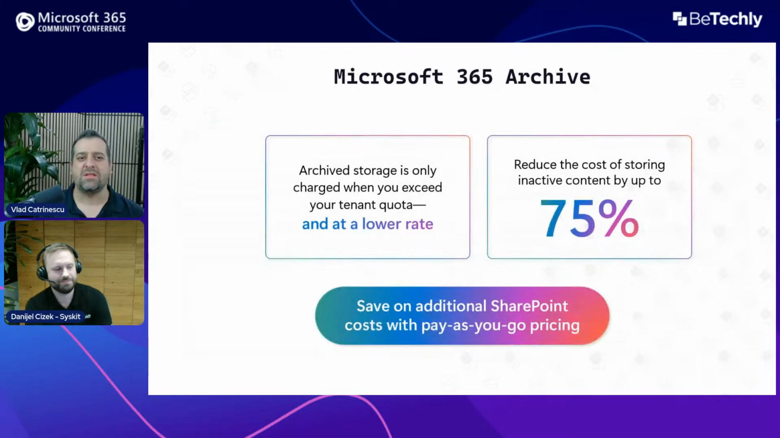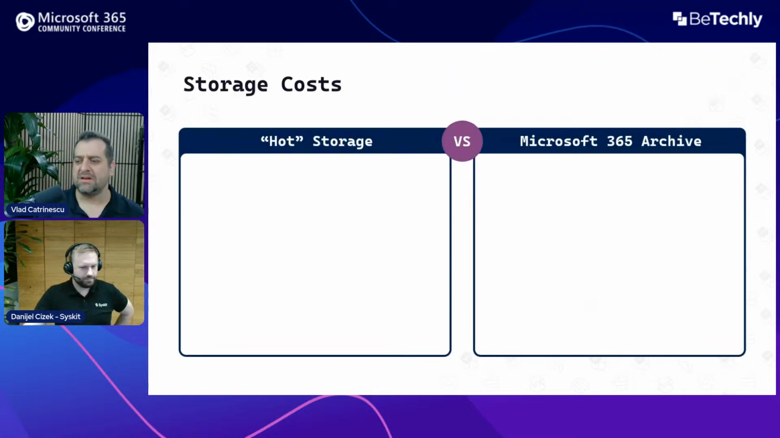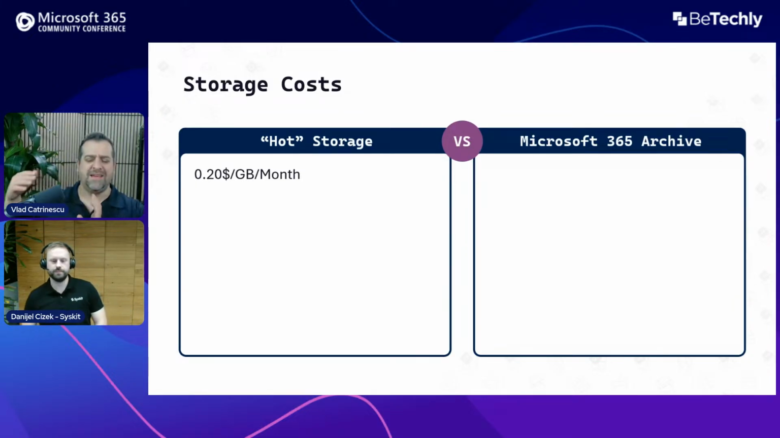And I know a lot of you, especially leaders, when I said save money, that's when the ears started perking up. So you can save 75% on storage when you move content from hot storage to cold storage. To give you the actual math, I have hot storage here in between, because that is just active storage. Whenever you create a SharePoint site, any SharePoint site that is active, you pay 20 cents per gig per month USD for every gig that goes over your pooled storage.